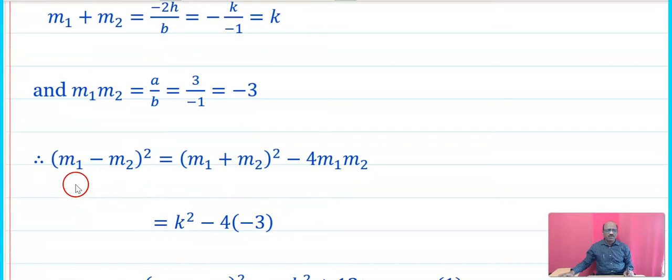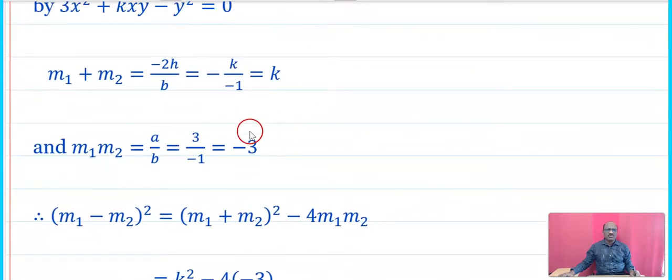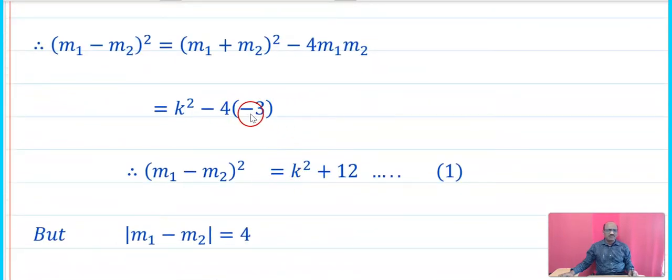Now we know from our 10th standard this type of formula, that m1 minus m2 bracket square is equal to m1 plus m2 bracket square minus 4 times m1 into m2. What is m1 plus m2? It's k. That is the sum. m1 plus m2 is equal to k. And substitute the values. m1 into m2, that is minus 3. Here is minus 3. And if we simplify this, then you will get k square plus 12. m1 minus m2 bracket square is equal to k square plus 12.